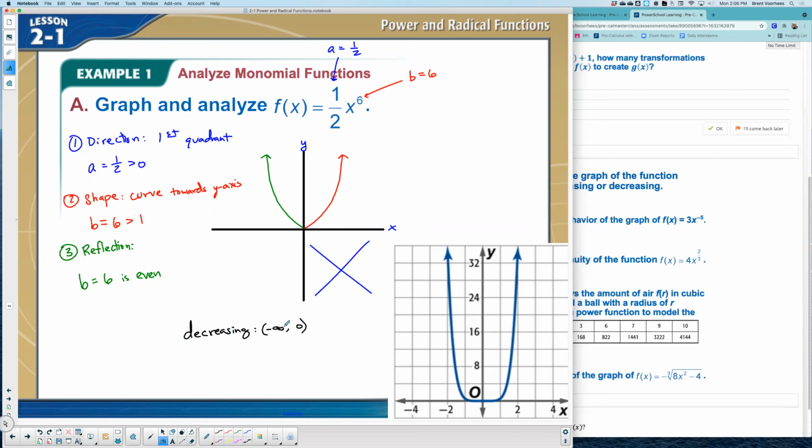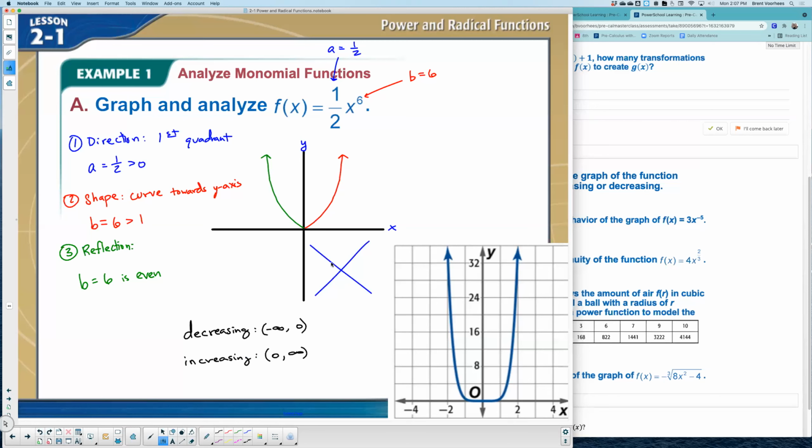Decreasing tells you it's going down. This tells you what x values it's going down from. The graph decreases from the left to 0. And then from 0 to the right, it increases. So 0 to infinity would be increasing. So that's just a little analyzation of this graph. It's going downward and then it's going upward.